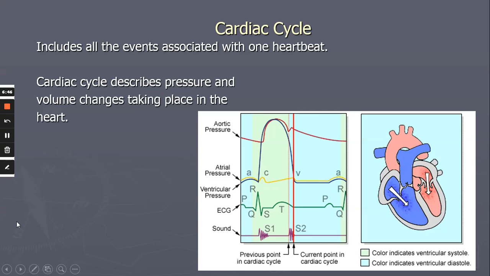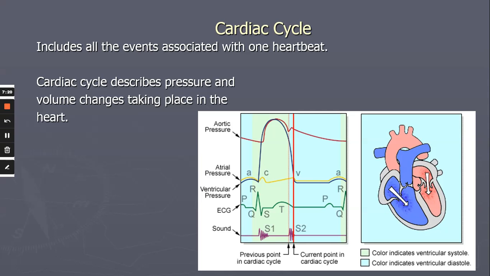Okay, next we're going to talk about the cardiac cycle. So what is the cardiac cycle? It is all the events associated with one heartbeat. During the cardiac cycle, the two atria contract, so they're in atrial systole, while the two ventricles relax, in ventricular diastole. Then, while the two ventricles contract, systole, the two atria relax, which is atrial diastole.